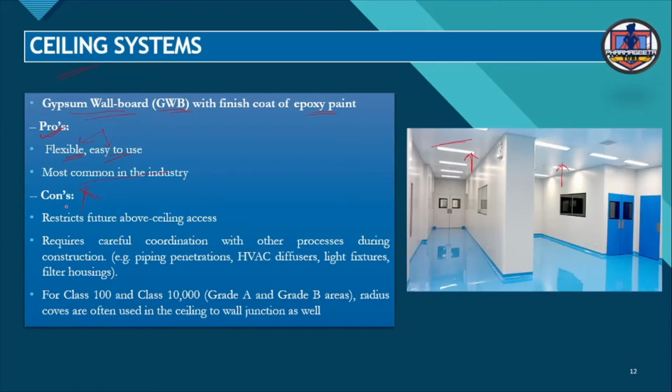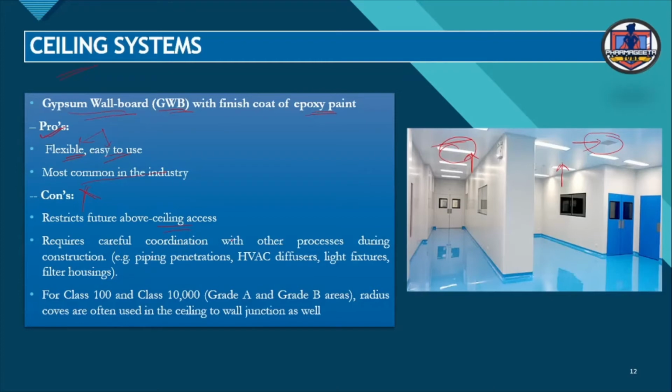Now what are the disadvantages, or the cons? It restricts future above-ceiling access. Now in case a light has to be replaced or some kind of problem is encountered in the HVAC system, it will be much more difficult to repair these spaces. That is the main disadvantage of this type of ceiling system.